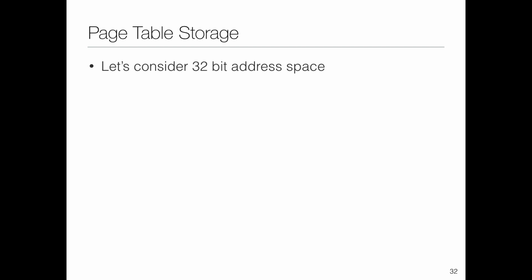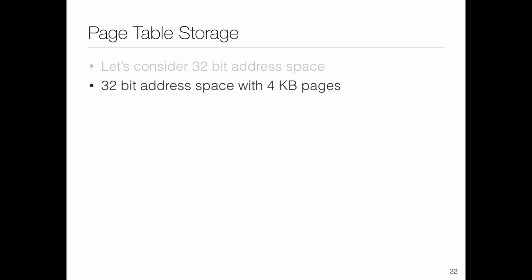So now let's take the example of storage. How many bytes do we require per process? Let's do some calculations. Let's consider a 32-bit address space. We have 4 KB pages, so the page size is 4 KB. Now 4 KB is what in binary?